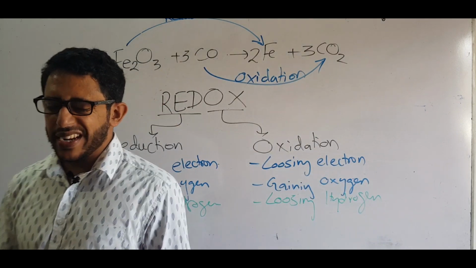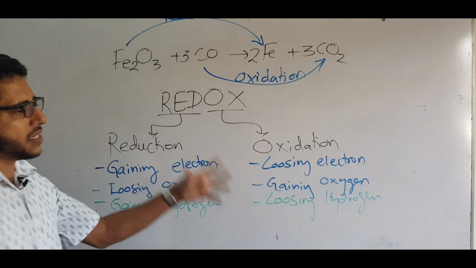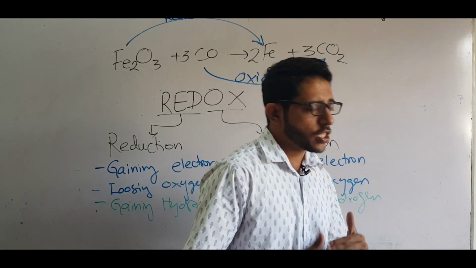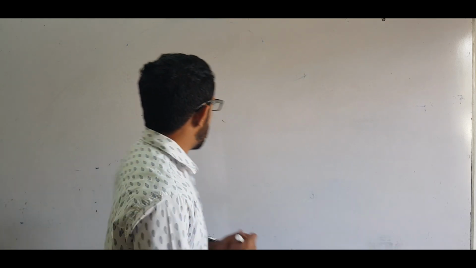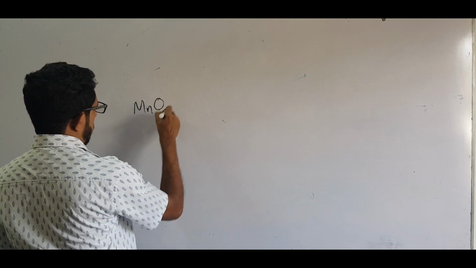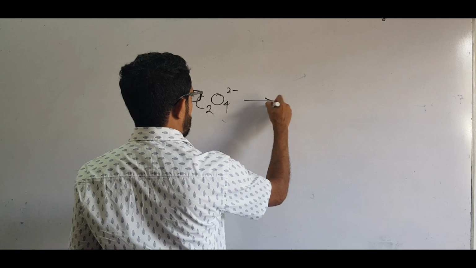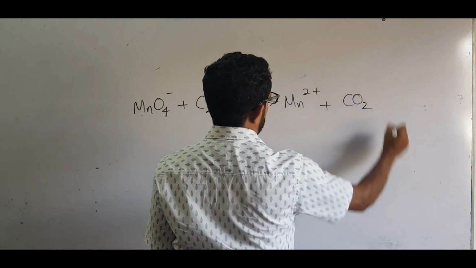Now, why do we need something called oxidation numbers is because there are chemical reactions that we can't exactly say whether it's an oxidation or a reduction by just looking at the chemical reaction. If we go to this example, MnO4 minus, a very common reaction, reacts with C2O4 2 minus, it gives Mn2 plus and carbon dioxide.